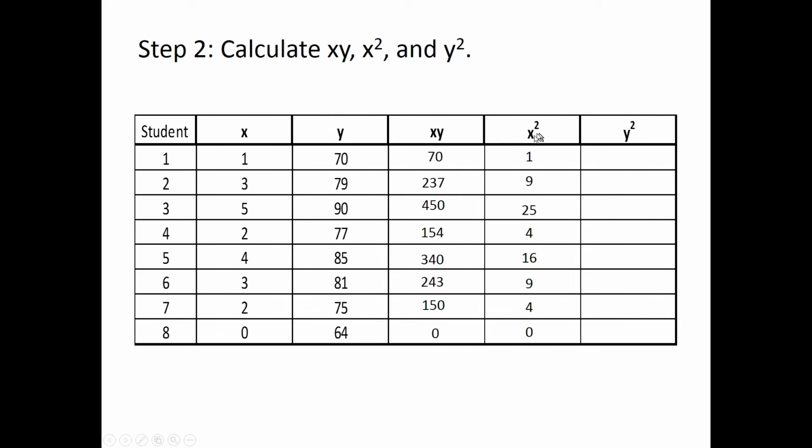And we have y squared here. The same process as we applied for x squared. We are just going to multiply the value of y by itself. So 70 times 70 is 4,900. And the same process is going to be applied for the following cells. Alright, so we have the calculation for xy, x squared, and y squared. So that is step 2.